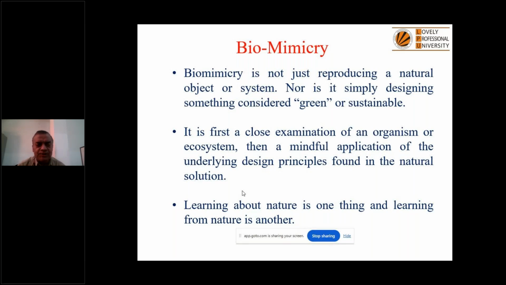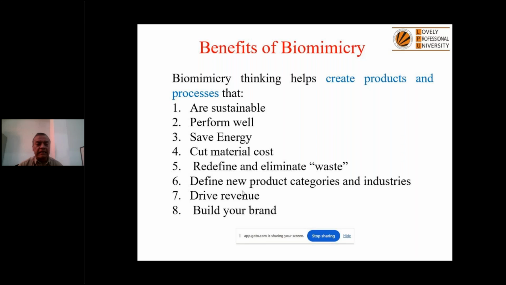So, the benefits of biomimicry: this is all sustainable, because in nature there is nothing unsustainable. Everything in nature is sustainable. So, if you conceive some idea from life or nature, that will always be sustainable. Perform well, because God has created nature, and this nature is free of any mistake. There is no mistake. So obviously it will perform well.